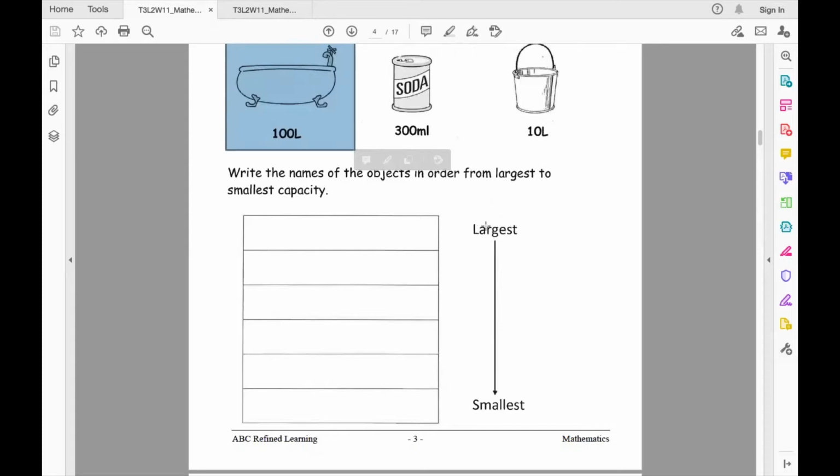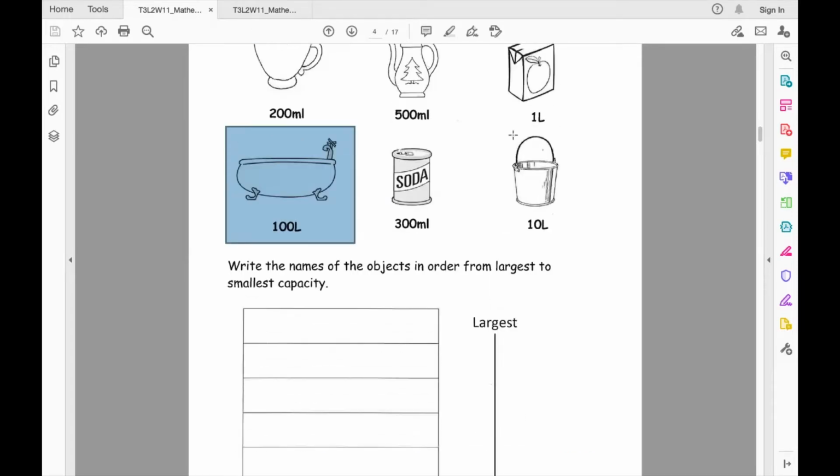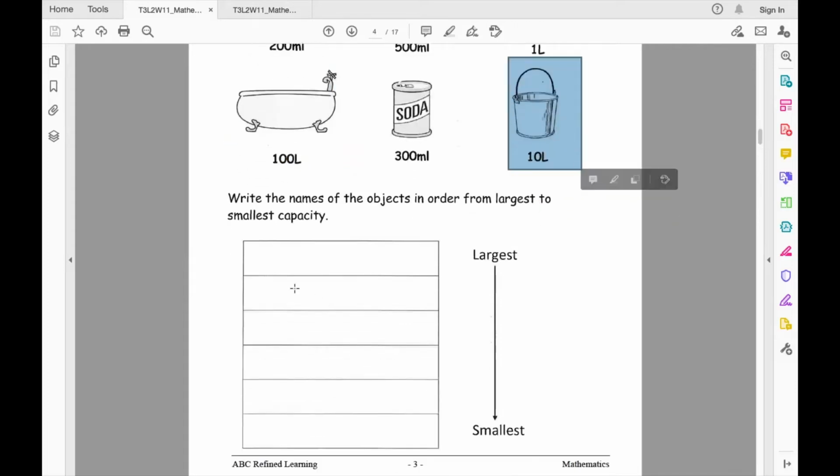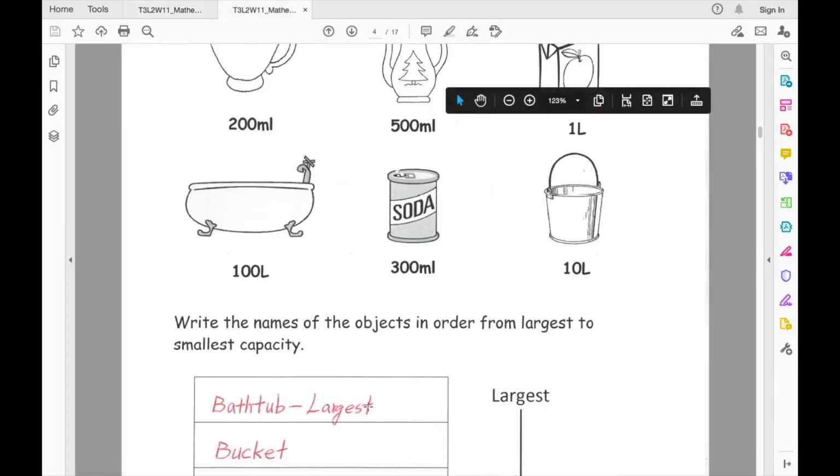It says largest at the top and the smallest at the bottom, so we go from the biggest at the top down to the smallest. That means in the first box we write the biggest, which is bathtub. In the second one, which is the second biggest? Well, look at this, it's the bucket, 10 liters. So write the bucket in the second box. So I'll give you an example: bathtub is the largest in the top box, and bucket is in the second box. You can just quickly jot that down.